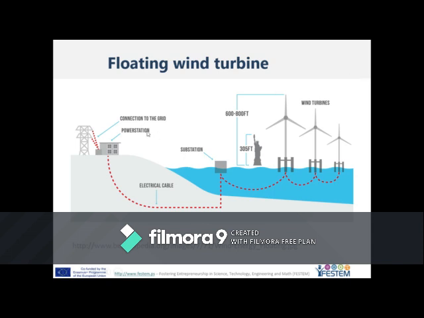Floating wind turbine connection to the grid is another problem. Power stations, electrical cable, substation. We have to have a floating substation, and these are the wind turbines. If you look at the Statue of Liberty, it's 305 feet. The wind turbine is usually between 600 to 800 feet. That's almost twice to three times the height of the Statue of Liberty. That's very high.